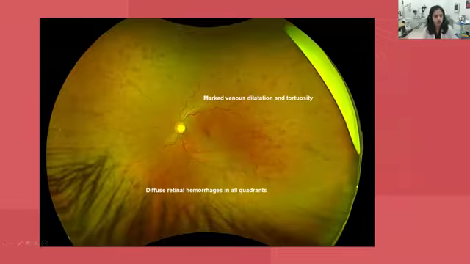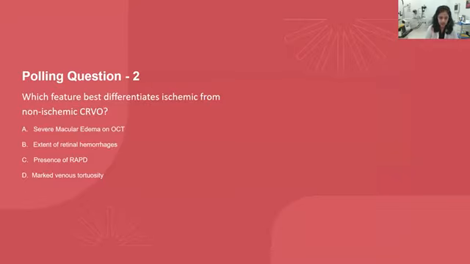So let's come to polling question two. Which feature best differentiates ischemic from non-ischemic CRVO? Is it A, severe macular edema on OCT, B, extent of retinal hemorrhages, C, presence of RAPD, or D, marked venous tortuosity? Okay, so many of you, again, the majority has chosen presence of RAPD, and that is the right answer. But I guess people are confused about why it is, because it's not too much of a majority. So let's look at it.